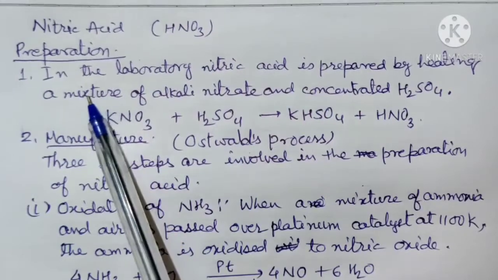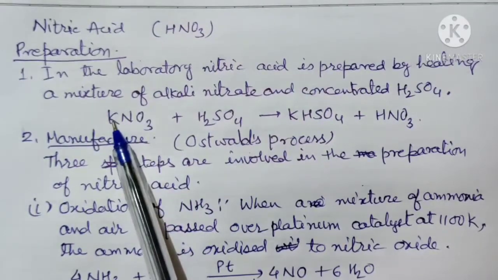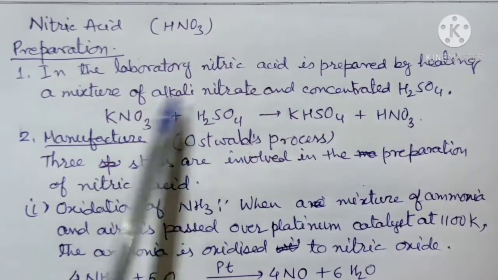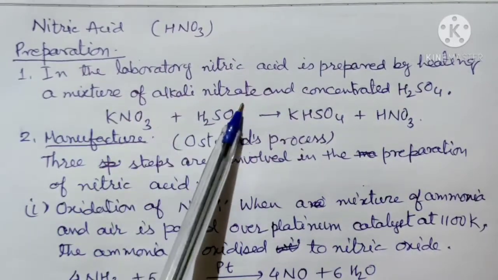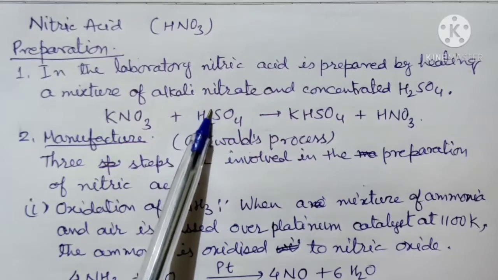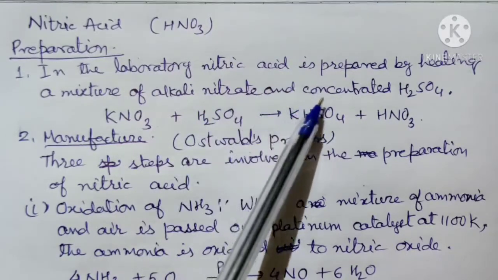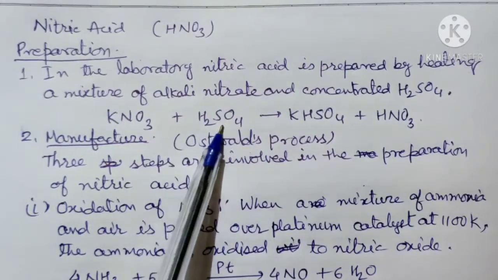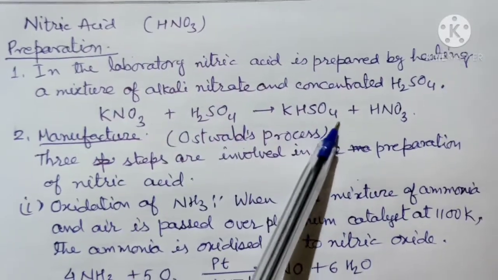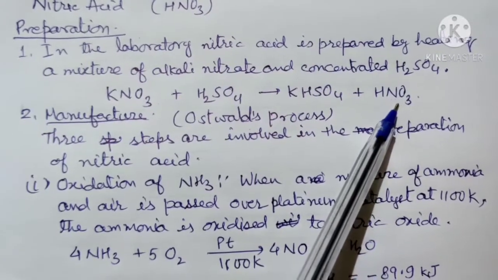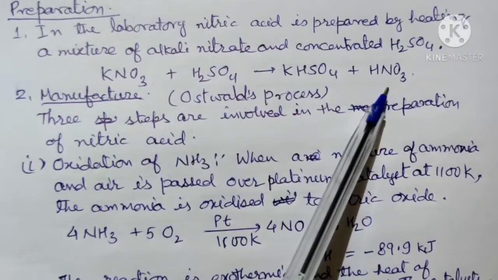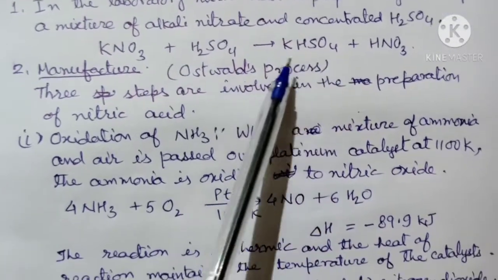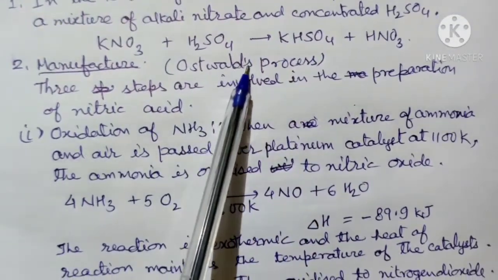First we will study the preparation of nitric acid. In the laboratory, nitric acid is prepared by heating a mixture of alkali nitrate, that is potassium nitrate or sodium nitrate, with concentrated sulfuric acid. When they are treated with concentrated sulfuric acid, you get the bisulfate and nitric acid. So in the laboratory, nitric acid is prepared by the reaction of alkali nitrate with sulfuric acid.